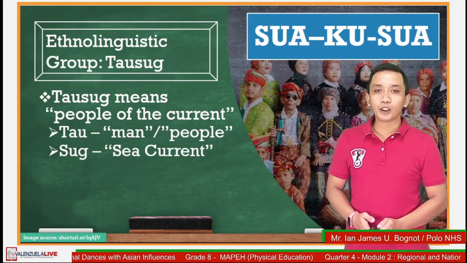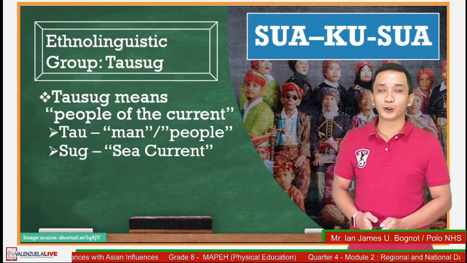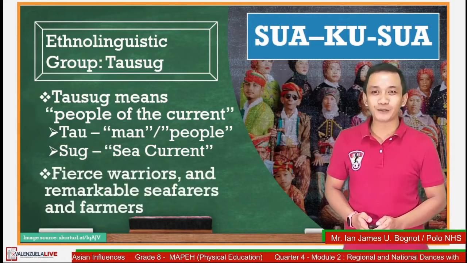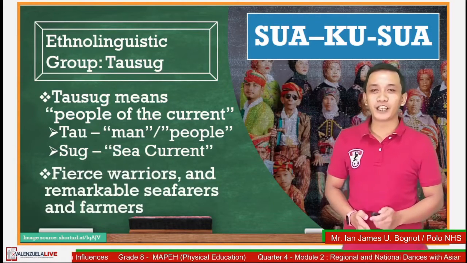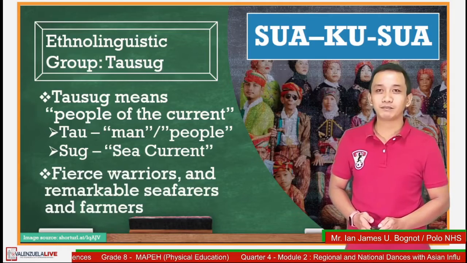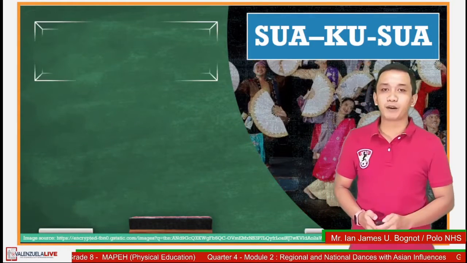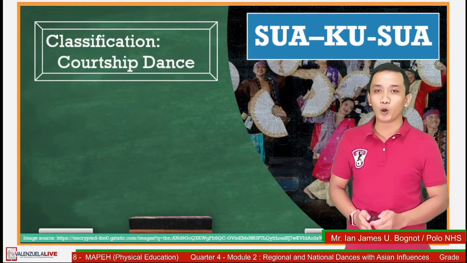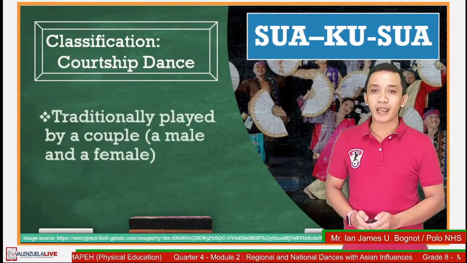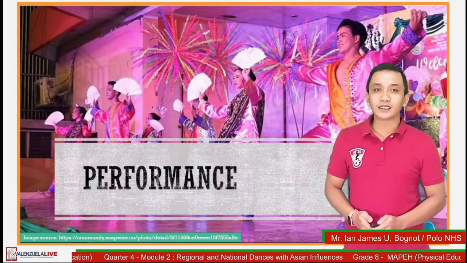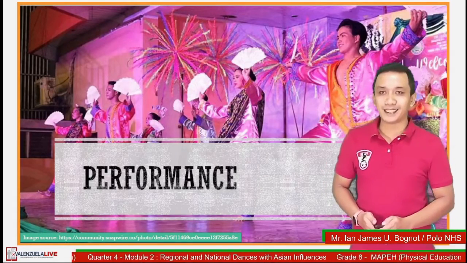Constitutes the cultural and political center of Tausug society. They are not only known as fierce warriors, but also as remarkable seafarers and farmers. This dance is made to be a courtship performed by two people or more, mostly a male and female. Let us now discuss the performance of this dance.